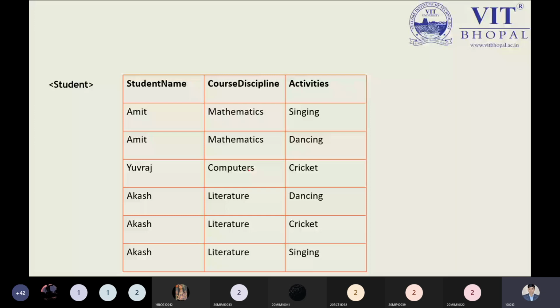What is the thing you can observe over here? From this perspective, you can easily observe that in this relation, we can easily say the students whose names are Amit and Akash have multiple interests in the activities. What is the involvement you can observe over here? Amit and Akash belong to singing and dancing, and Akash belongs to cricket and singing. These two students also have multiple activities. So this is a multi-value dependency because the course discipline of the student is independent of the activities. It means there is no relationship between these two attributes.